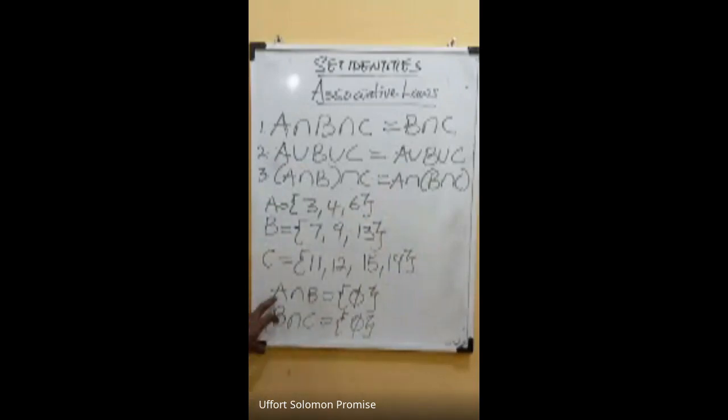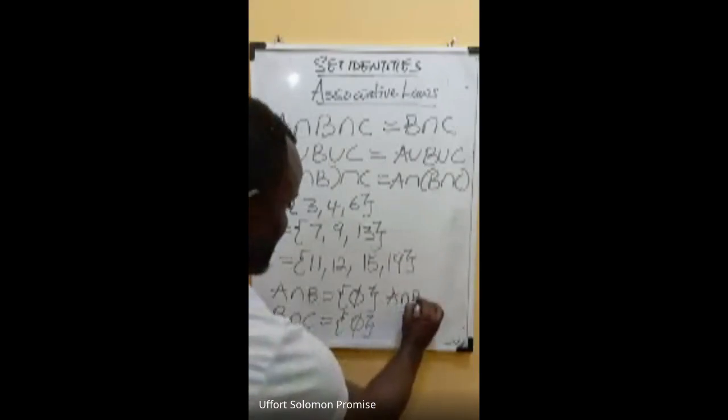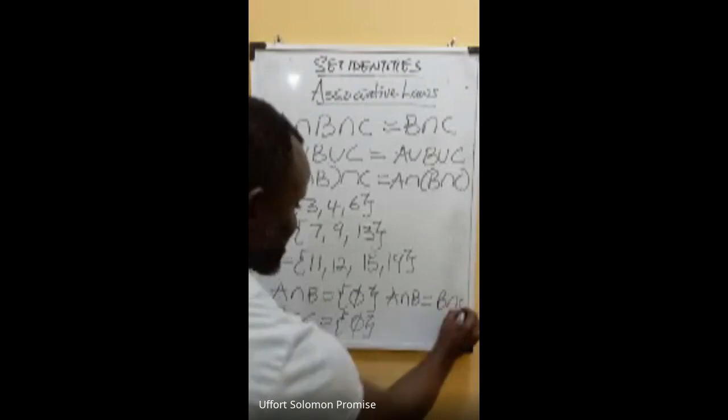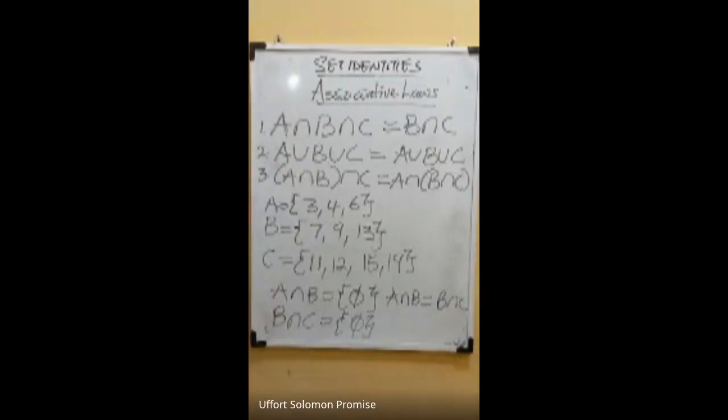So this also means A intersection B is equal to B intersection C. Did you see that? Do you understand? A intersection B is equal to B intersection C. What is A intersection B? Empty. What is B intersection C? Empty. So they are equal to each other. Did you get that?